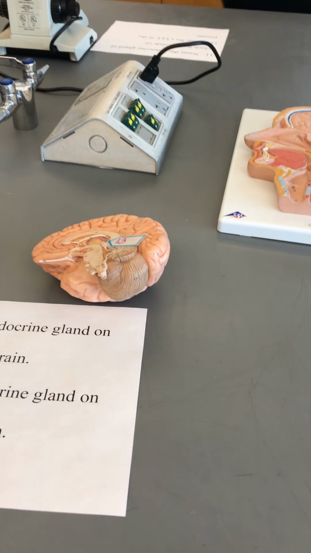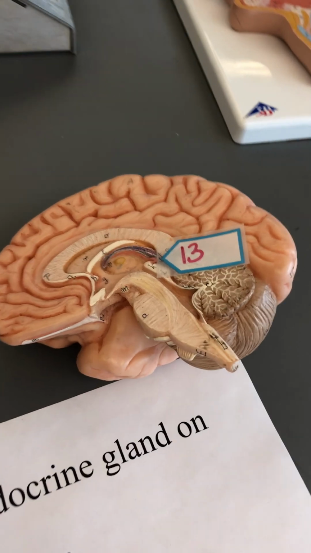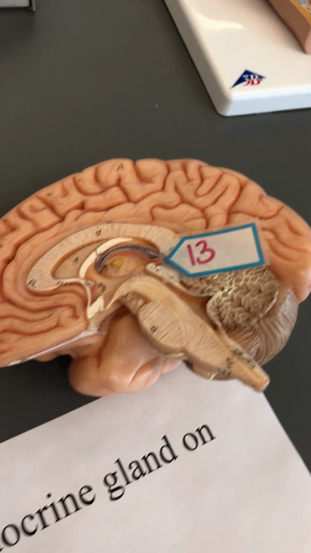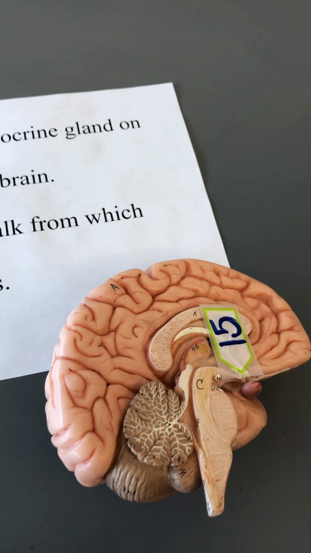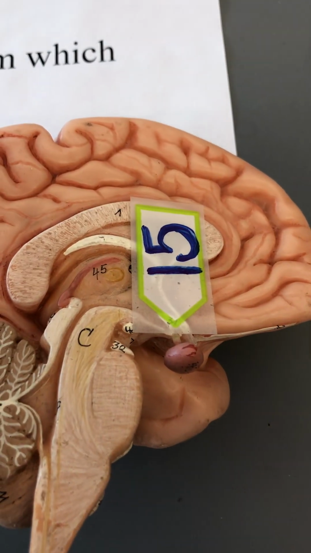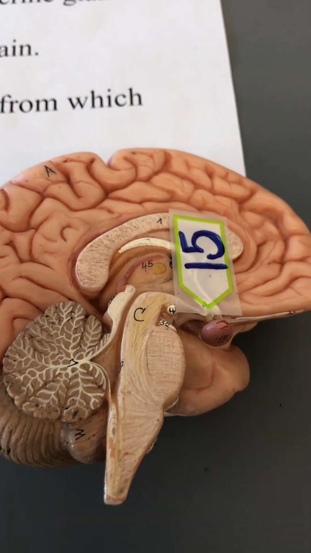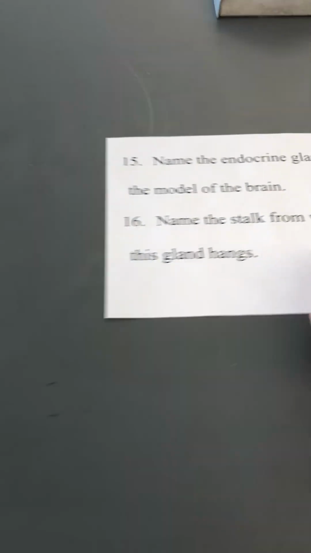13 and 14 are the endocrine glands on the brain. 13 is the pineal gland, and 14 was the hypothalamus. 15 is also on the brain. 15 is the pituitary gland, and the stalk it hangs from is the infundibulum.